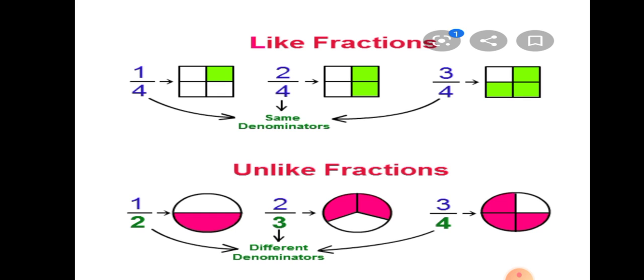Next is unlike fractions. Fractions having different denominators are called unlike fractions. Like here, three shapes are there and fractions of shaded parts are given as 1 by 2, 2 by 3, 3 by 4. Now, in each fraction, denominators are different. So, that's why these fractions are known as unlike fractions.